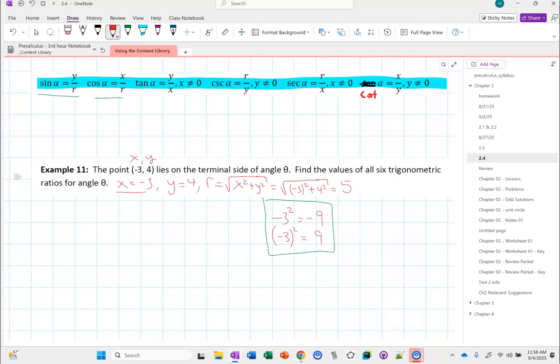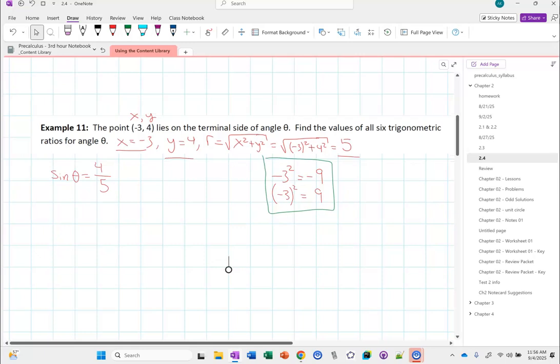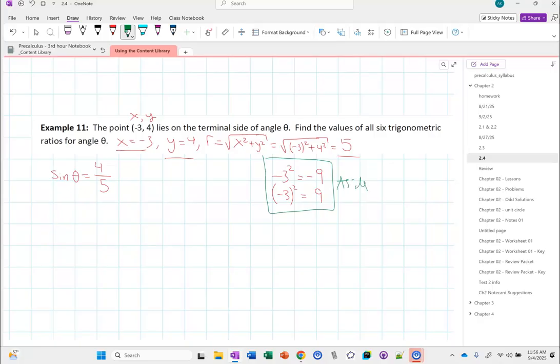So we have X, we have Y, we have R. All we're doing now is filling in our formulas, right? Who can tell me what sine theta will be? 4 over 5. Oh, remember, the R is 5. This is just me showing an example of an oopsie on your calculator. This is like an aside, right? Not part of the calculation.